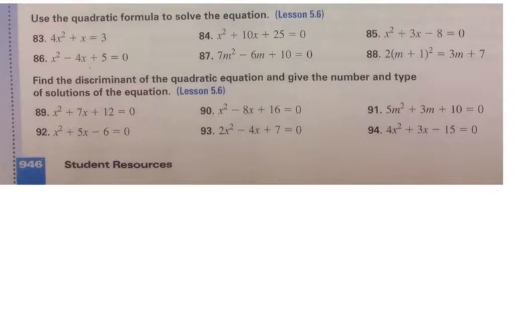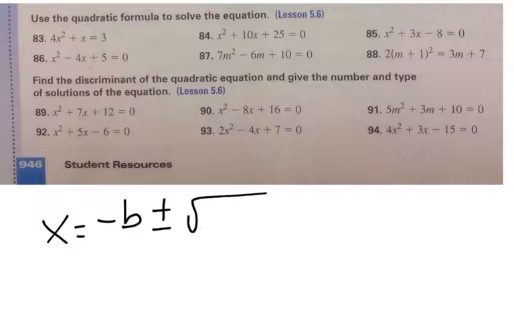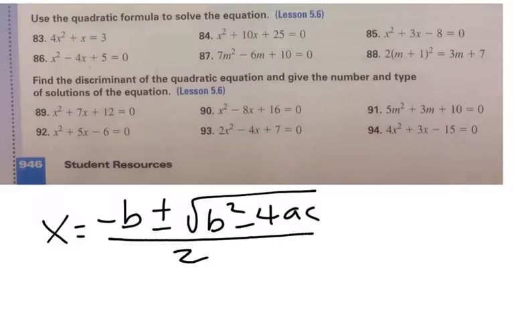We need to know which one is the quadratic formula. The quadratic formula is the following: x. Remember, we're looking for the values of x. Whenever we use the word solve, it means we're looking for the values of x, or the values of whatever variable you're using. So x equals negative b plus or minus square root of b squared minus 4 times a times c, over 2 times a.